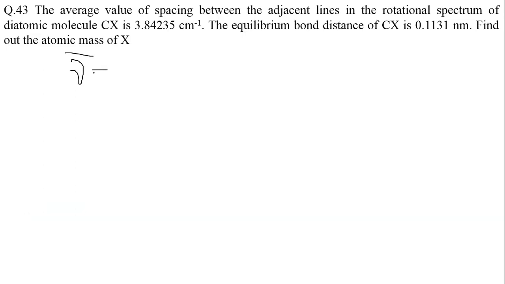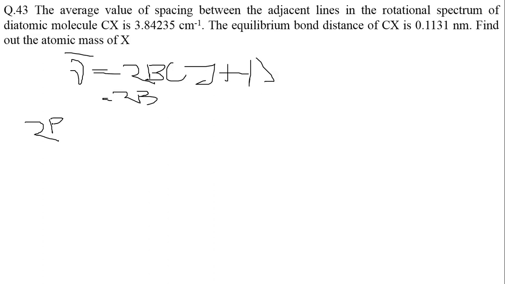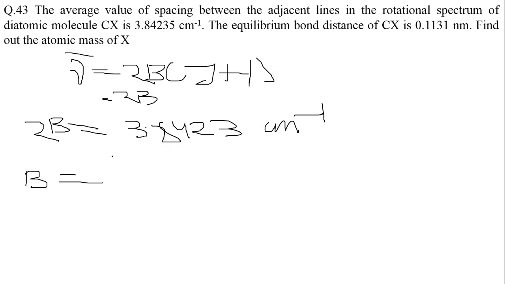We know, like in the previous case, the separation we were talking about. The wave number was 2B into J plus 1. Since there is no J value given here, we will take the lower value. So the transition occurring from 0 to 1, in that case J plus 1 will be 1 only, so the separation will be 2B only. So we have 2B equals 3.8423 centimeter inverse, and we know the value of B. The value of B is h by 8 pi square I c.